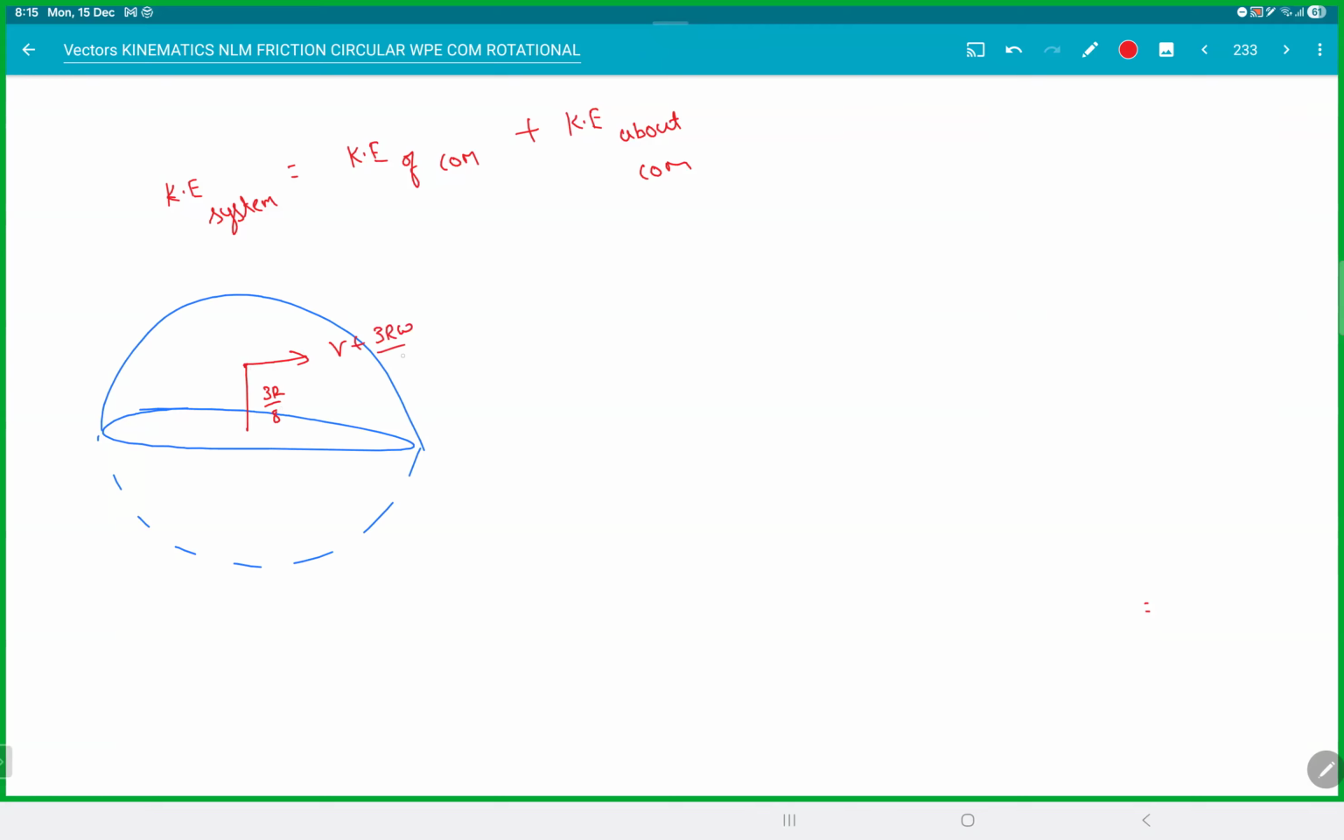This is your v com, v center of mass. And what about I, the moment of inertia about the center of mass? Okay, so this formula will be half m by 2. Remember, the mass has become half because you're only taking half of the sphere. So half m by 2 times v plus 3r omega by 8 whole square, plus half I center of mass omega square.